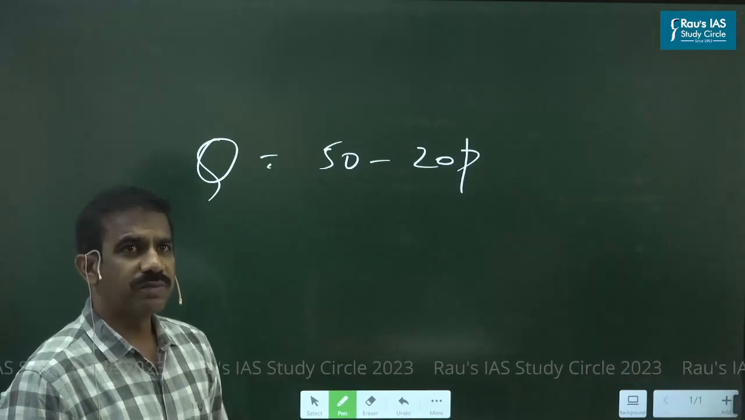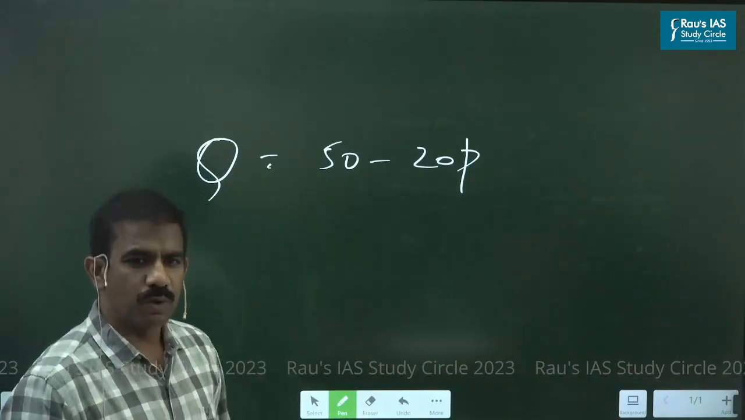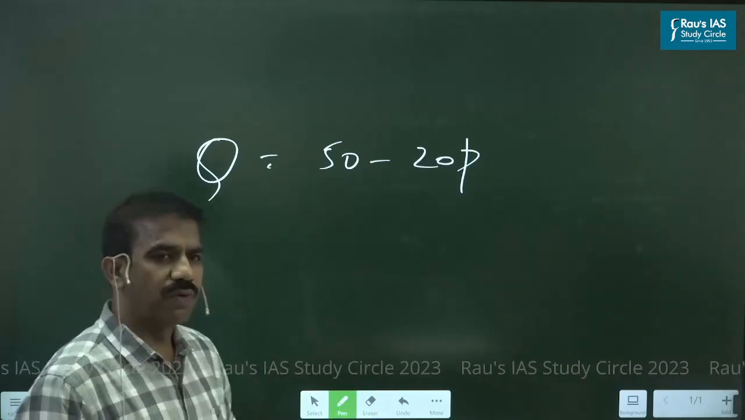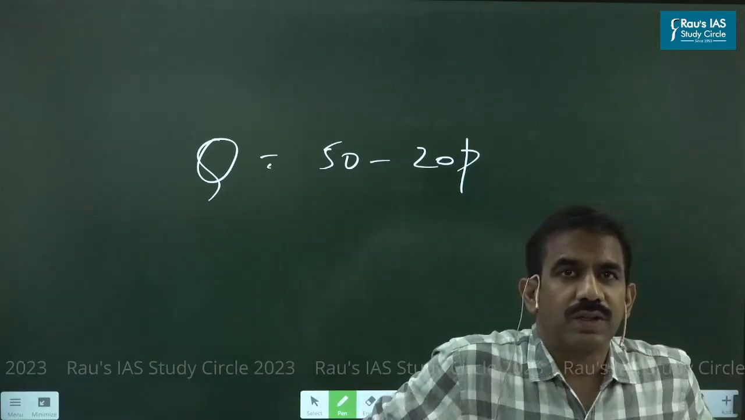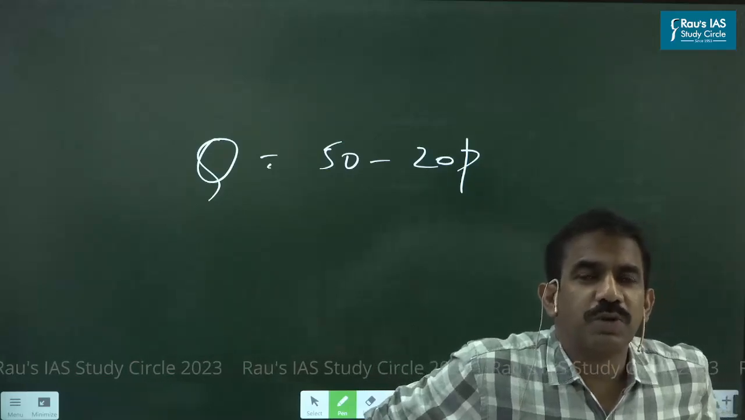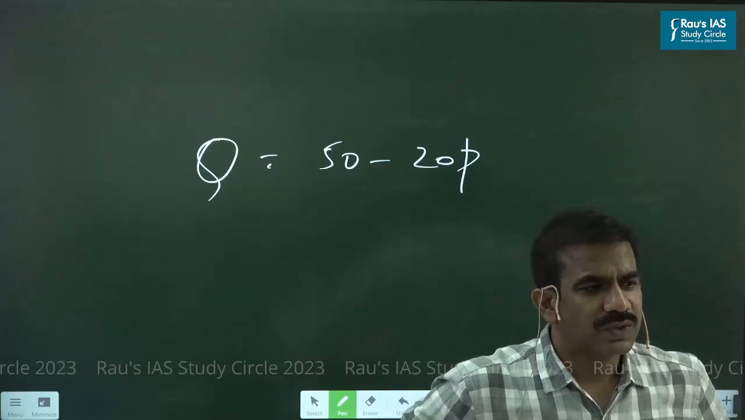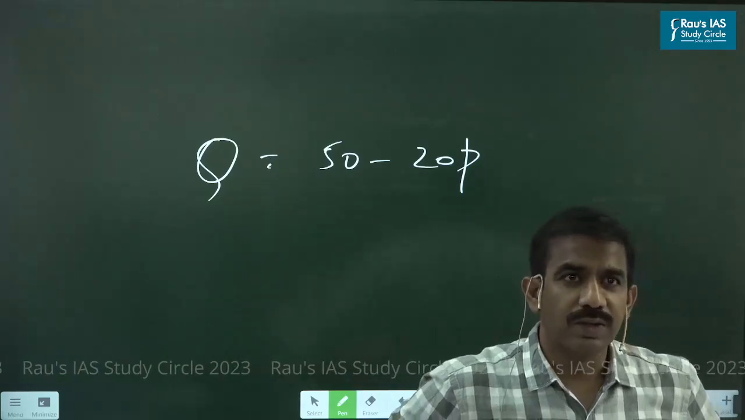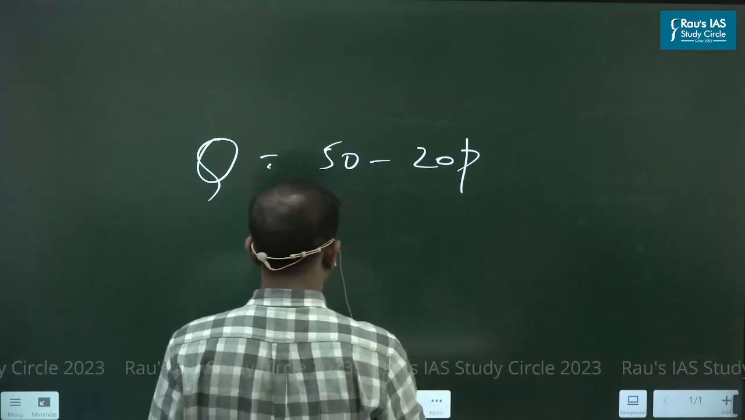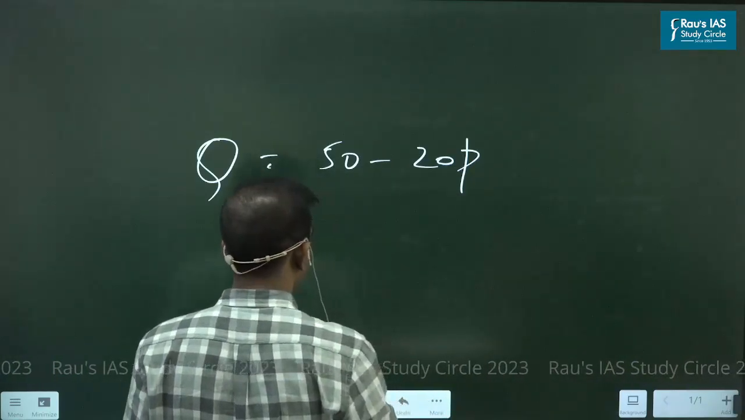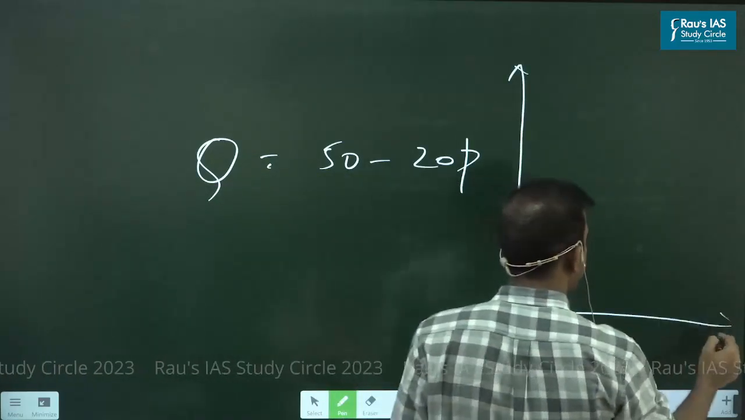What does it mean? So now simply express this in a graph. Open your notebook and just try to put it on a piece of paper. How would you draw a graph for this equation? Okay, you do it. Simply take numbers. 50 minus 20p, isn't it? So just draw a graph corresponding to this.